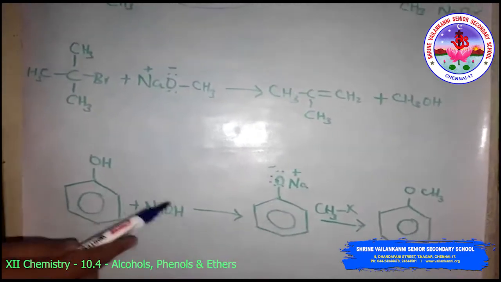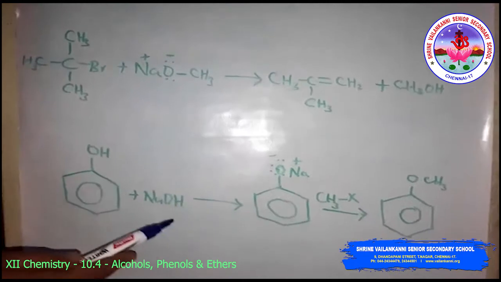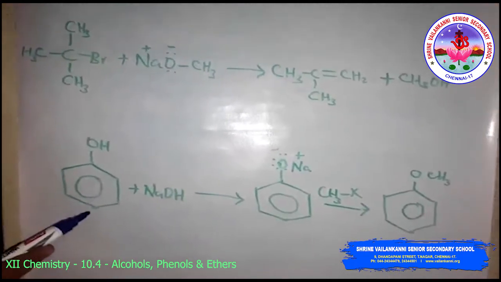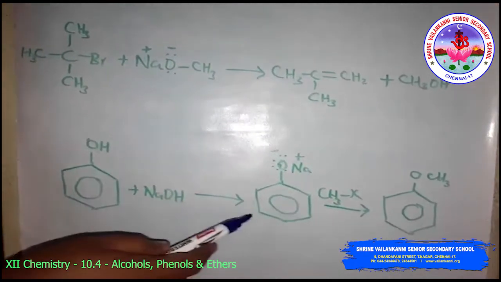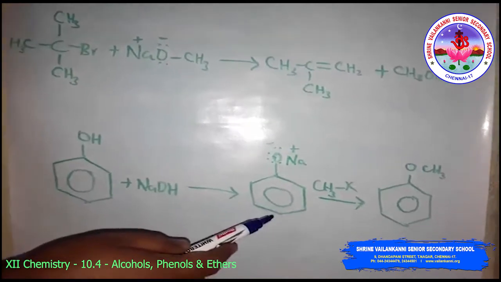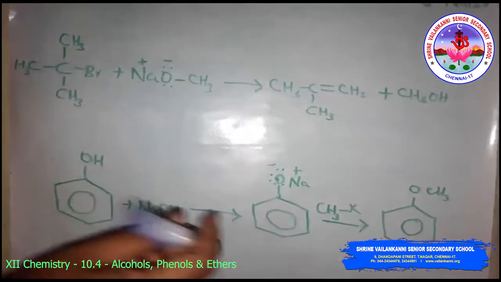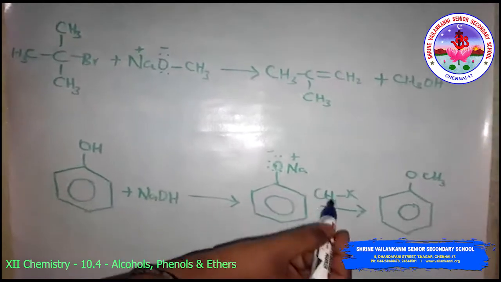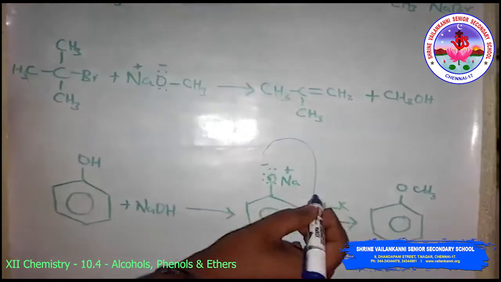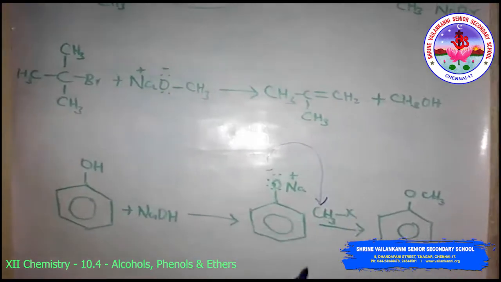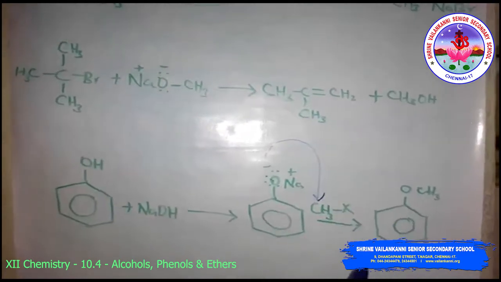And this phenol is used as a phenoxide moiety. Look at this, the phenol treatment with base to form sodium phenoxide. Then the sodium phenoxide again treatment with alkyl halide, this methyl halide, to form anisole.